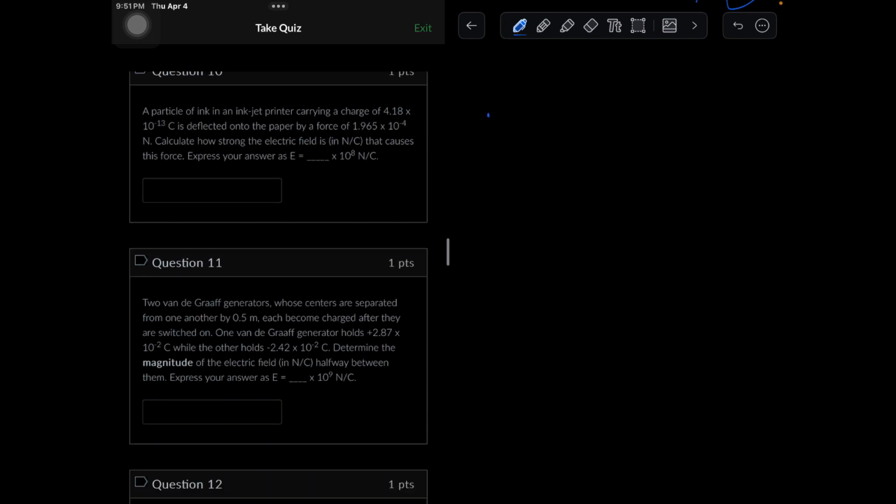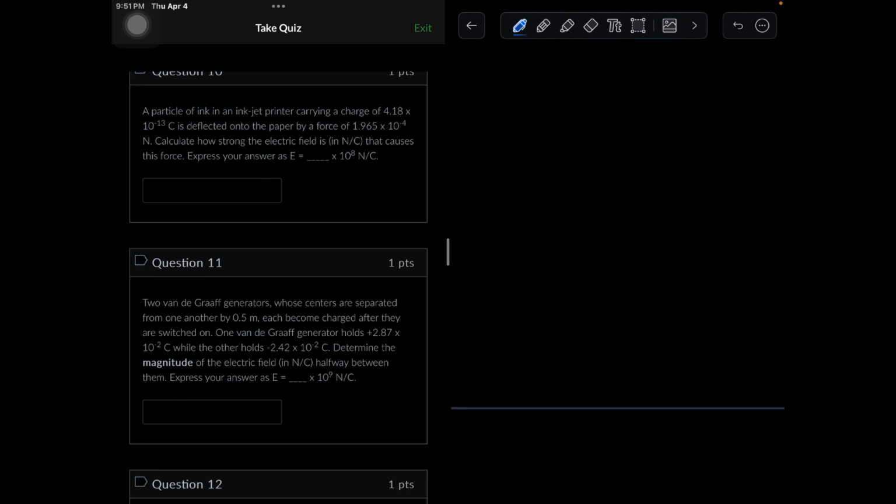Question number 11. Two Van de Graaff generators whose centers are separated from one another by half a meter each become charged after they are switched on. One Van de Graaff generator holds a certain charge, while the other holds a certain charge. Determine the magnitude of the electric field halfway between them.